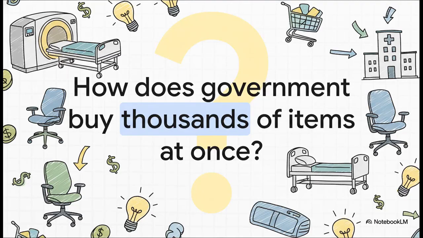So just picture this for a second. The government needs to build a brand new hospital. I mean, think about everything that goes into that. You've got MRI machines, beds, heck, even down to the office chairs and light bulbs. How on earth do you buy all of that stuff efficiently and still make sure you're getting the best possible price for every single thing? That's the puzzle we're solving today.